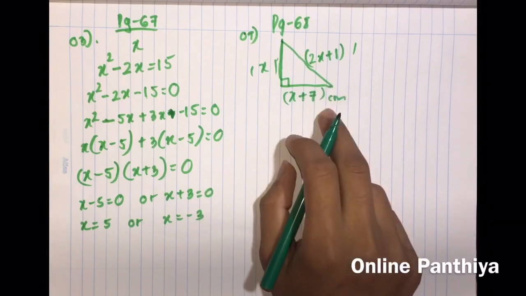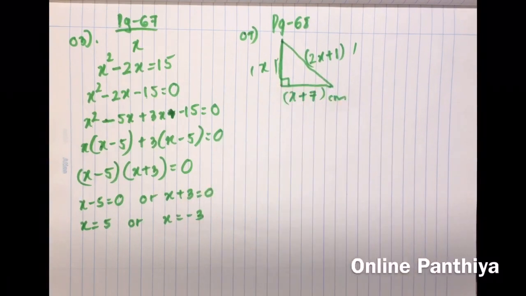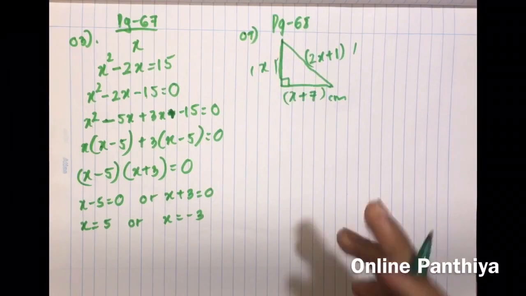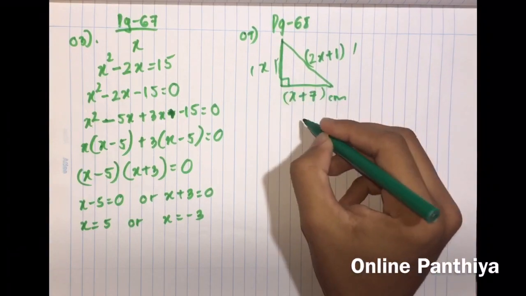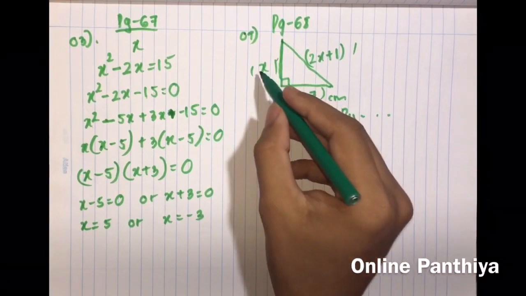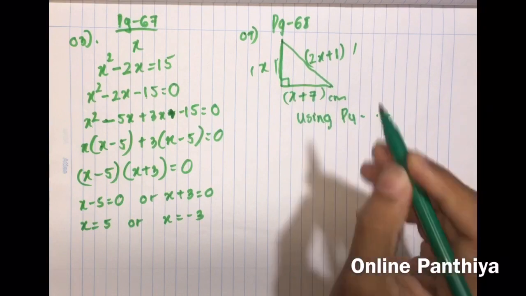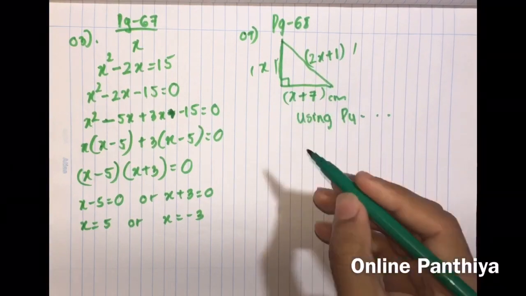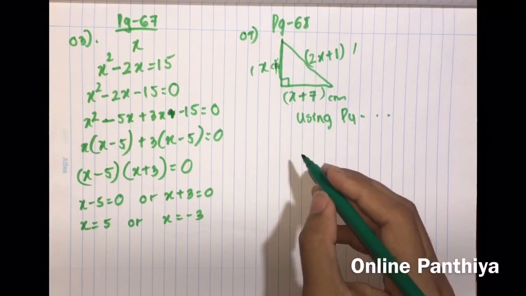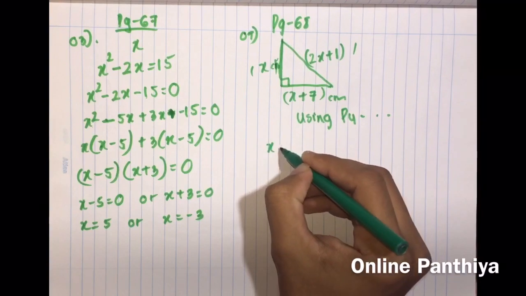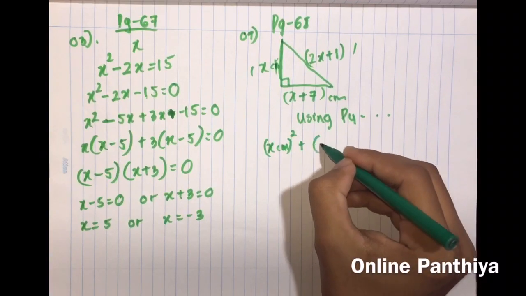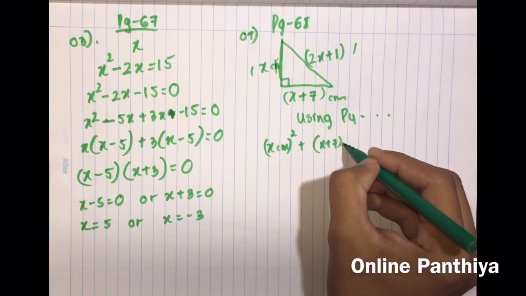Now you have to get a relationship. How do you find it? Since they have given you a right angle triangle, you know for sure it should be Pythagoras. Therefore you can use Pythagoras theorem. Using Pythagoras theorem, you can say this squared plus this squared is equal to this whole thing squared. You have to always mention the units. Since I have no space and to save time, I'll use this way. This is the whole thing squared plus this side, you have x plus 7 centimeters.